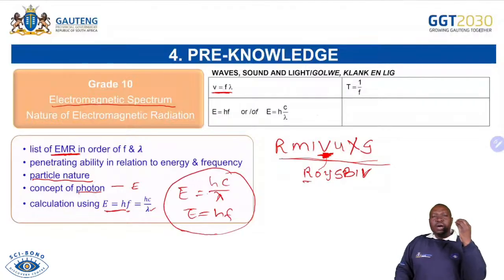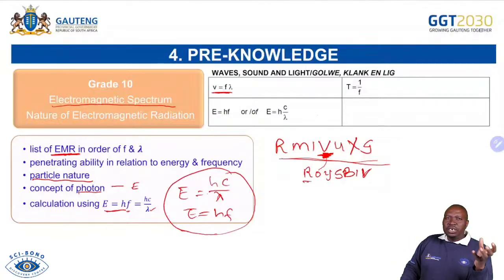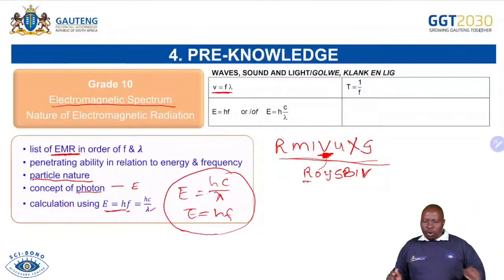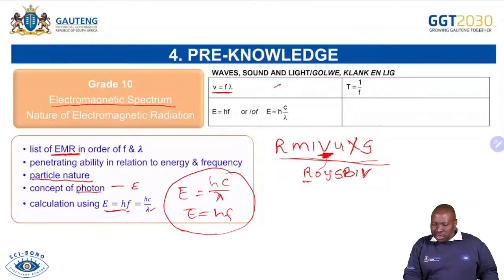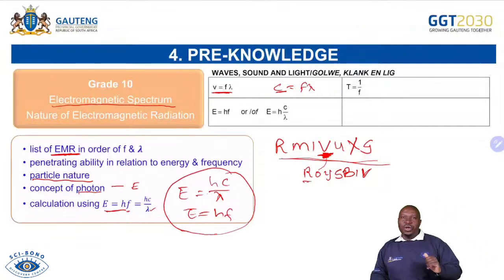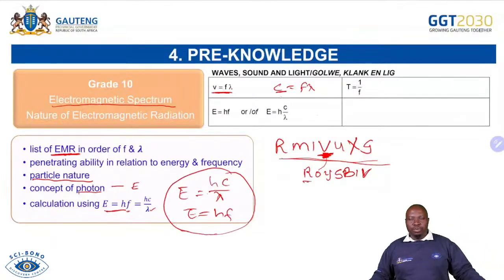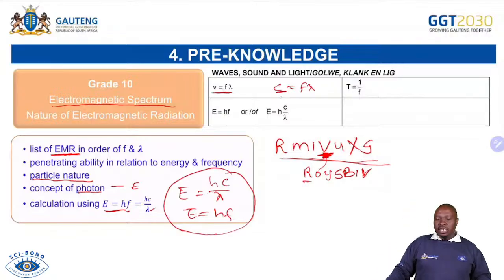But remember, now we're talking about the speed of light, not the speed of sound. I think you have seen that v equals f lambda when we were doing the Doppler effect. But now we will be talking about c equals f lambda, which is the speed of light. So always let's remember that. And remember, c is a constant, and it's given as 3 times 10 to the power of 8 meters per second.